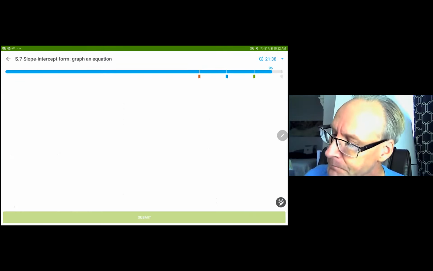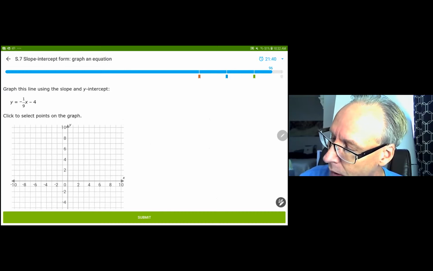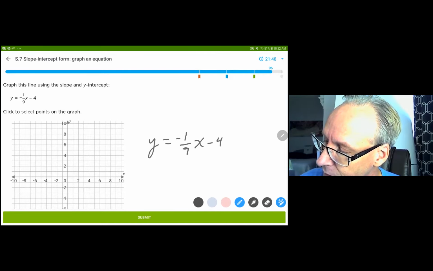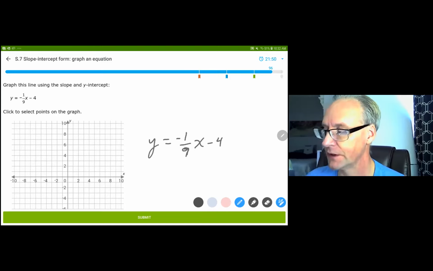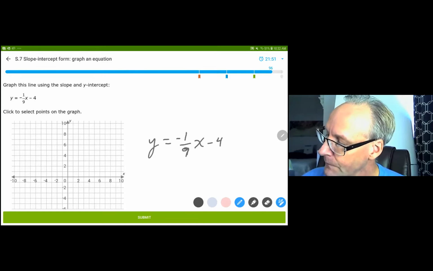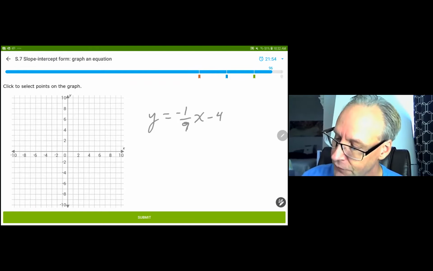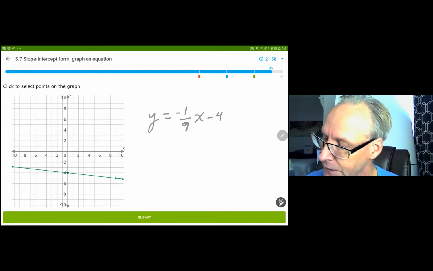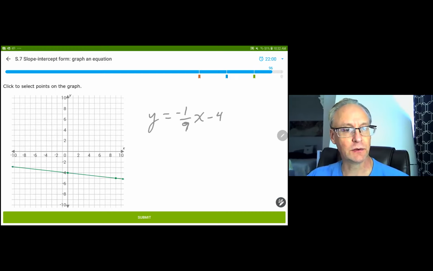And we're getting there. This one is y equals negative 1 over 9 x minus 4. Kind of funky looking 9 there. All right, we're going to go through 0, negative 4, and we have a slope of down 1 and over 9, and there it is, all done. You could go up 1 and back 9, same thing.